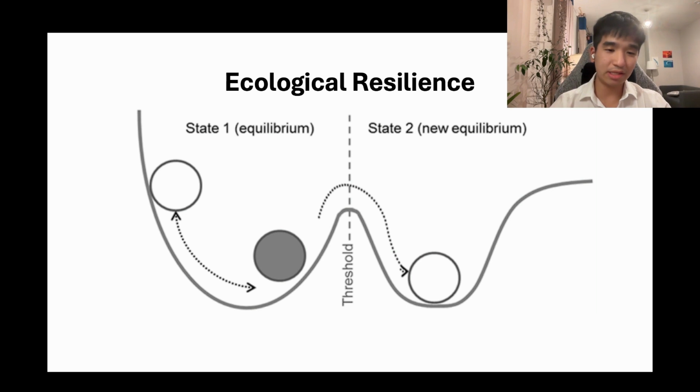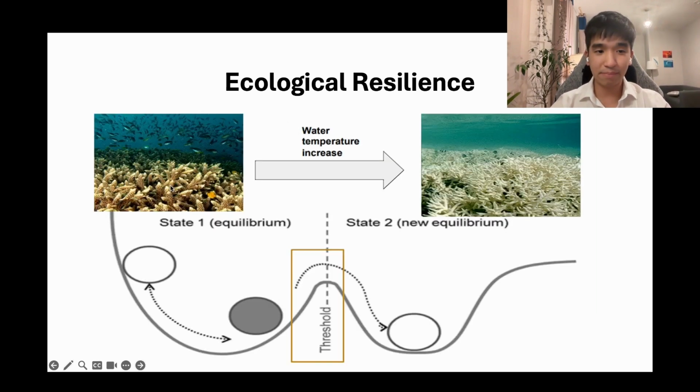Now, if we continue applying some sort of disturbance into the system, it's eventually going to reach some sort of threshold where it's going to fall into a new valley, and this enters a new stable state, which confers a new set of ecological configurations that is different from the original state. Now, a very simple, intuitive example would be coral reef ecosystems.